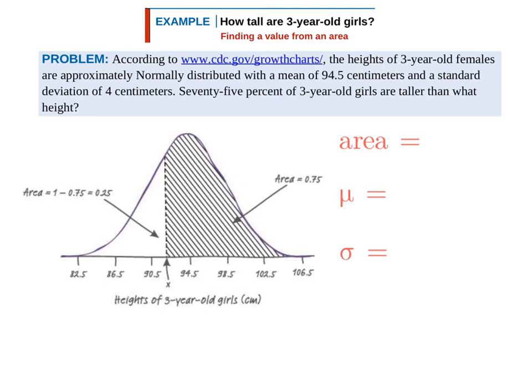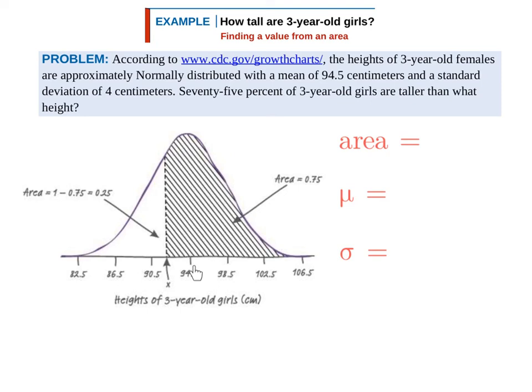So the problem says, according to the CDC growth charts, the heights of 3-year-old females are approximately normally distributed with a mean of 94.5 centimeters and a standard deviation of 4 centimeters. 75% of 3-year-old girls are taller than what height? So from here, we have the area. We know that 75% of 3-year-old girls, which is this area of this curve, are taller than some height. So we're going to be working backwards. We're going to be using that invNorm command to figure out what that x value is.